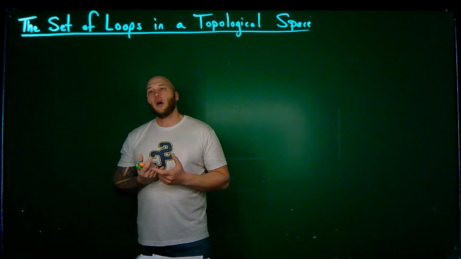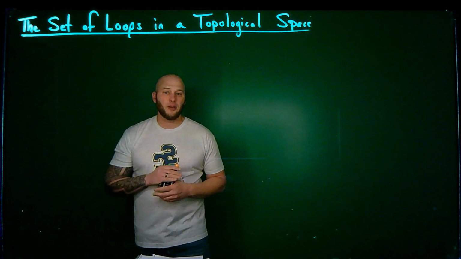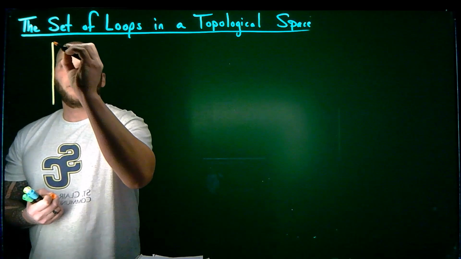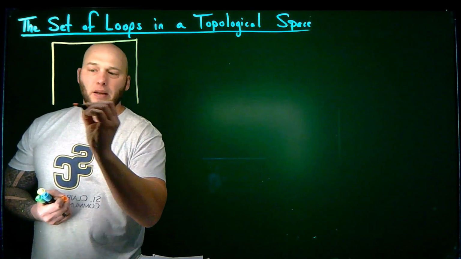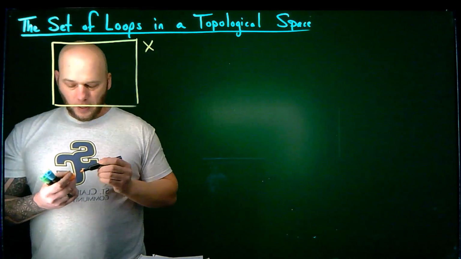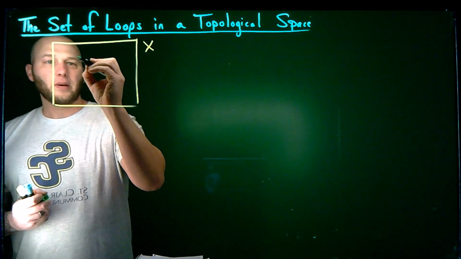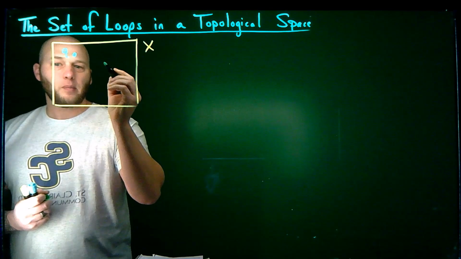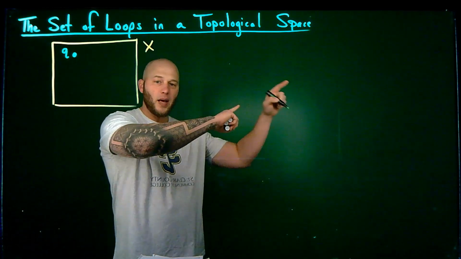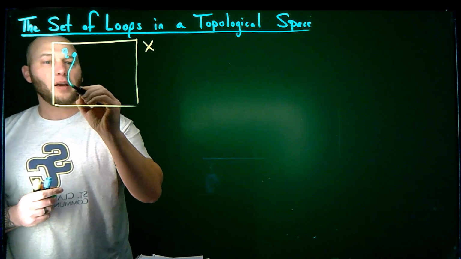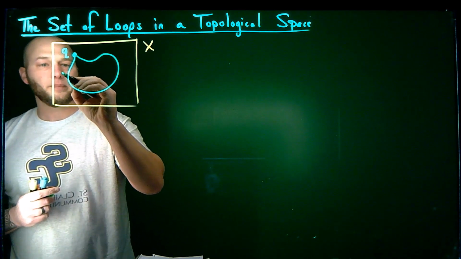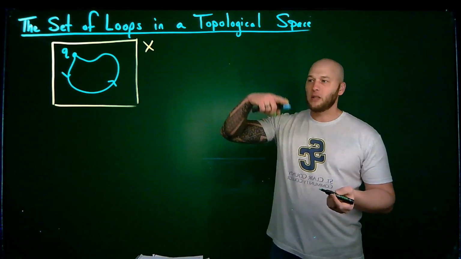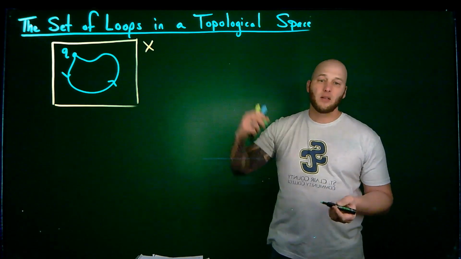I want to take a look at what is called the set of loops in a topological space. First of all, let me give a description of that. Let's say this is my topological space X. A loop is going to look like the following. Let's say I've got a point, I'll call it Q, and a path. Remember, a path goes from the closed interval [0,1] to X, and let's say it starts here and also ends in the same spot. Pictorially, this is what a loop would be: a continuous path that starts and ends in the same place.